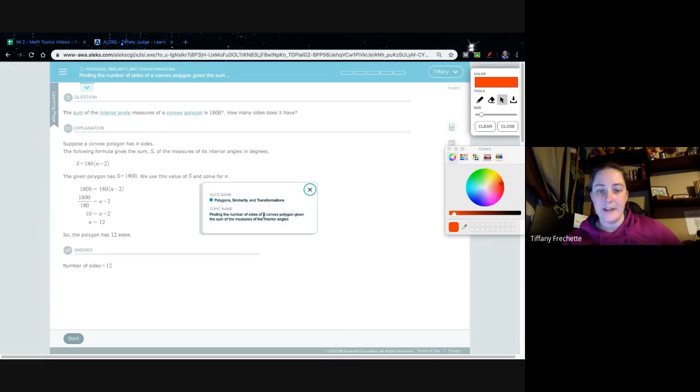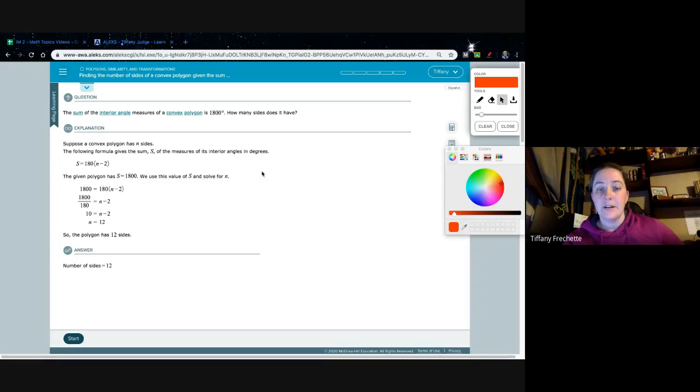Finding the number of sides of a convex polygon given the sum of the measures of the interior angles. All right, so we've already used this equation now at least twice this week. And this is specifically for week 21 in IM2, although this may be used again in other classes as a prerequisite or later in IM1.